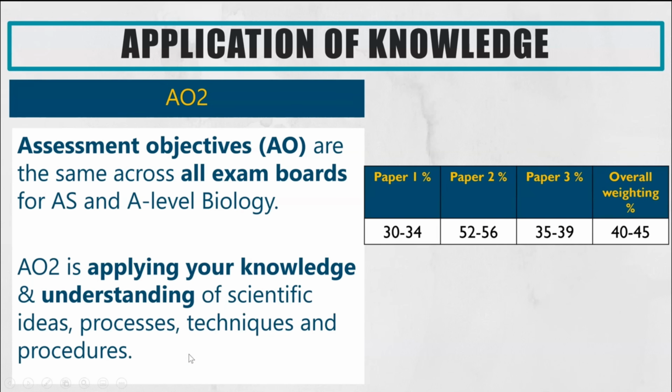Now, just to show you, this bit is specific for AQA, but it's going to be similar for all the exam boards. And we've got here the percentage of questions which will be AO2 on paper 1, 2, and 3, and therefore the overall weighting approximately for your entire A-level. So you can see that almost half of your A-level will be application questions. And this is one of the reasons why students are really requesting one of these application videos.